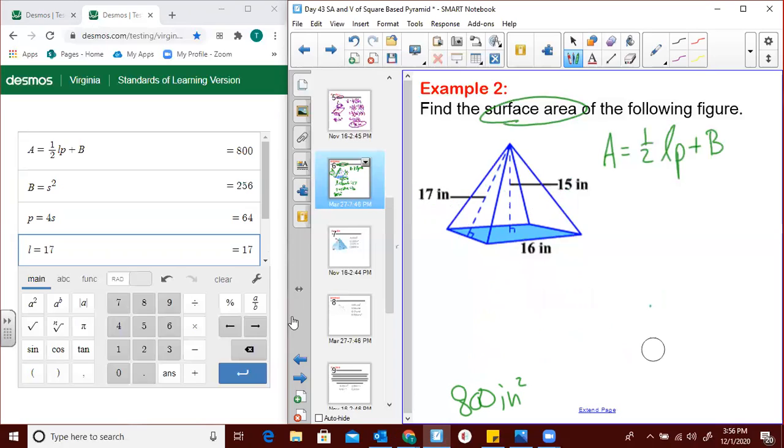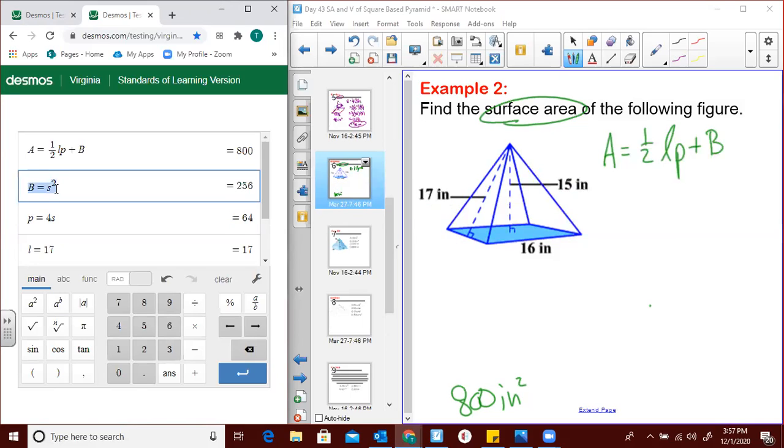Another thing to point out, look, in this Desmos formula where we use the S, it gives us the perimeter right here. We typed in P equals 4S, that's going to be our perimeter formula. It tells us the perimeter is 64. The big B is the area of our base, and we use the area of a square formula. That gives us our area there, which is 256.